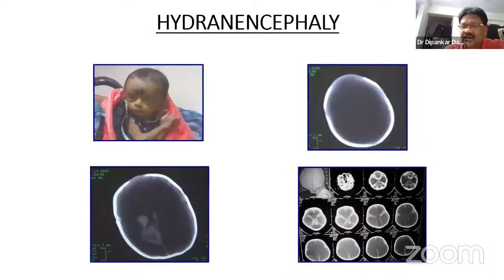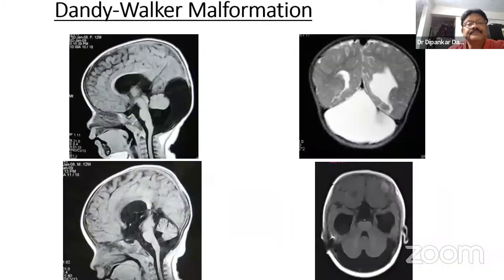Then this is all CSF. This is a very old picture of mine from when I used to do CT scans also. You can see the whole black area, which is CSF, and this child has a large head, hydranencephaly. You can see a thin cortical mantle around the dilated ventricles, or a CSF-filled cranial cavity. This is not compatible with life.